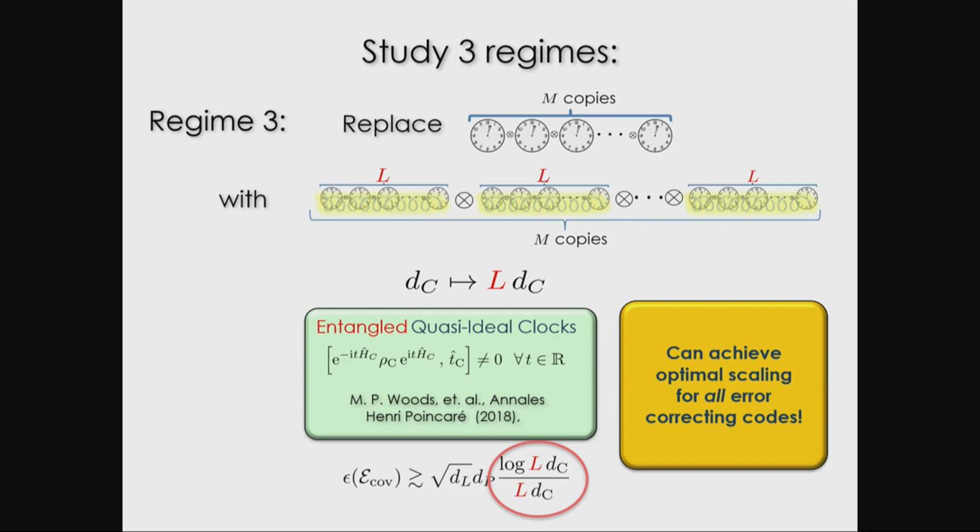So now you see, the thing about this bound is it's constructive and it holds for all error correcting codes. So there's a protocol where you can take your error correcting code, you add your clocks, and you can achieve the optimal rate.